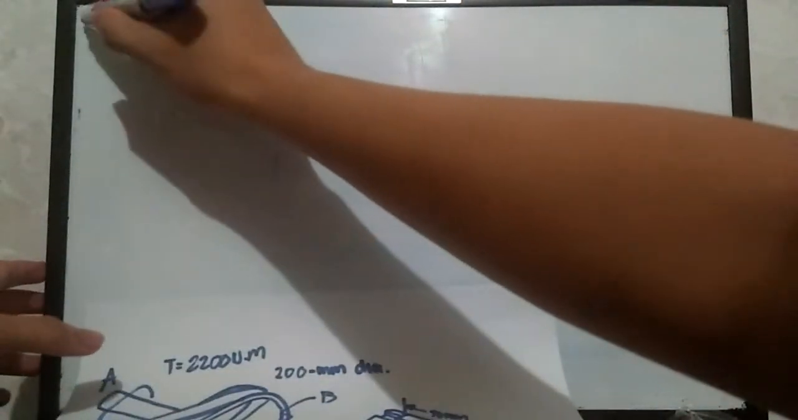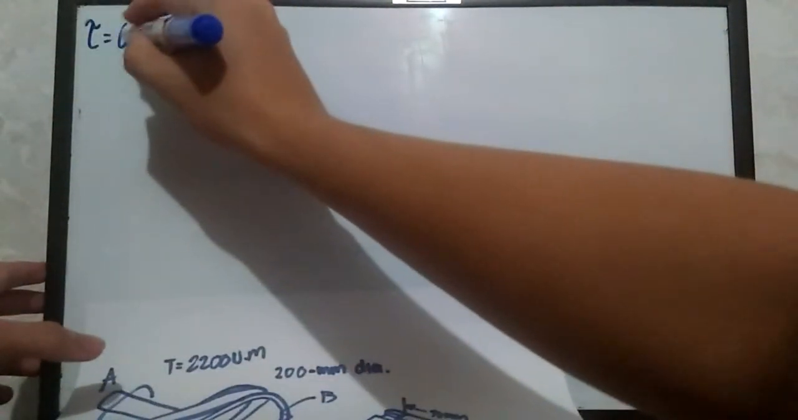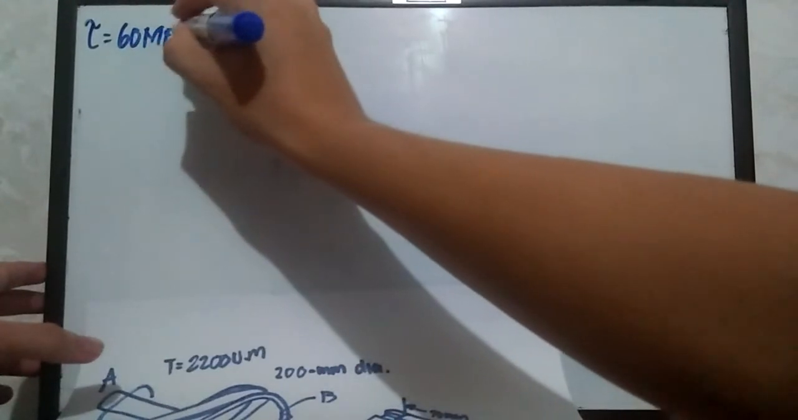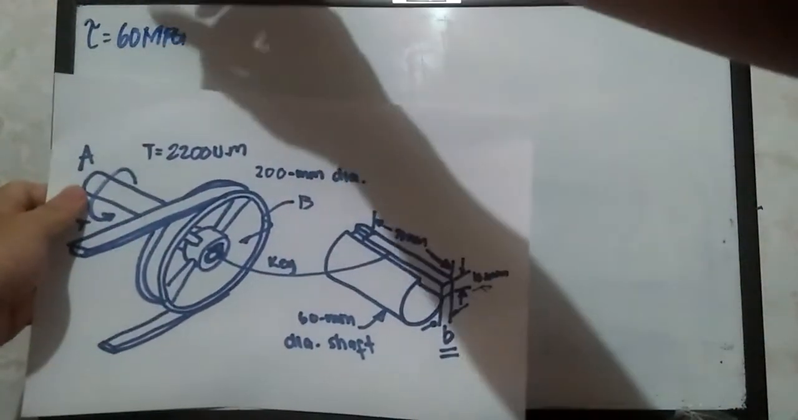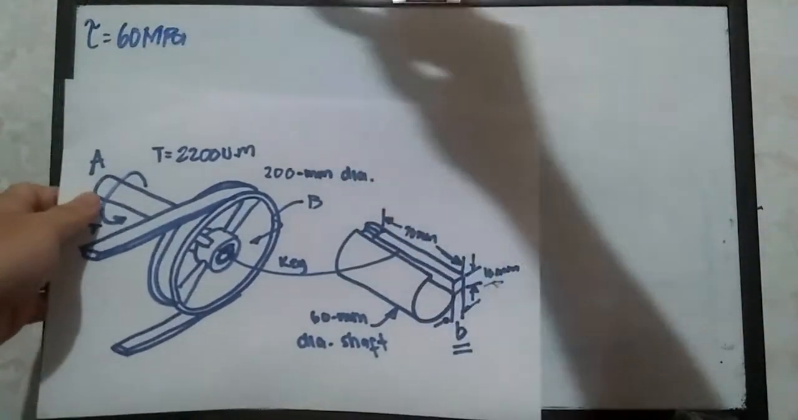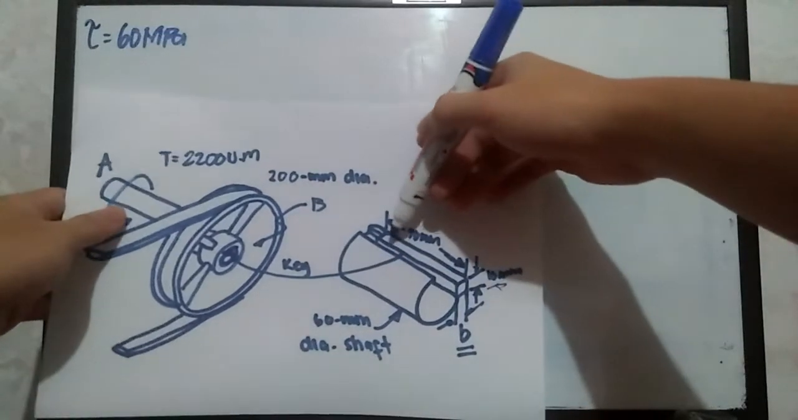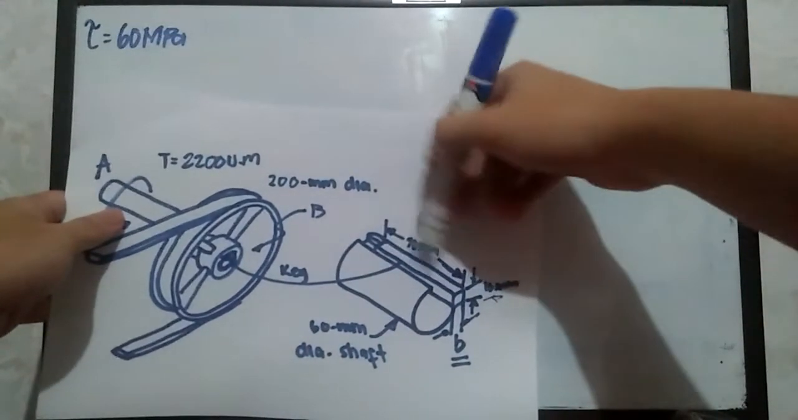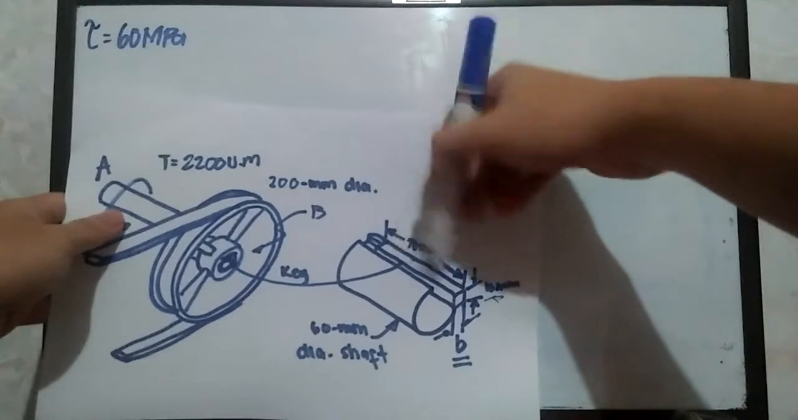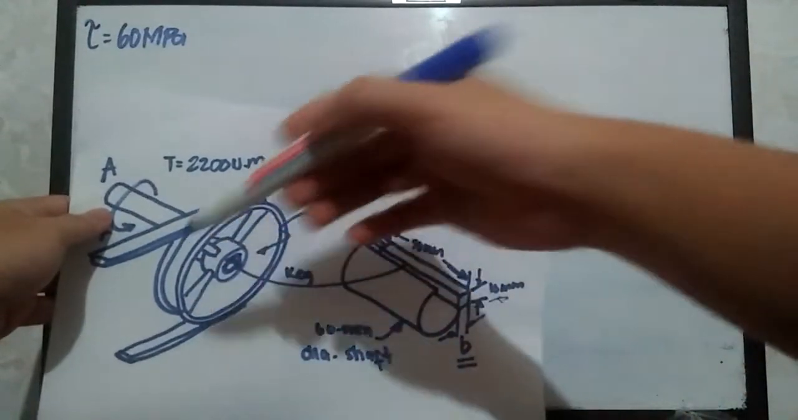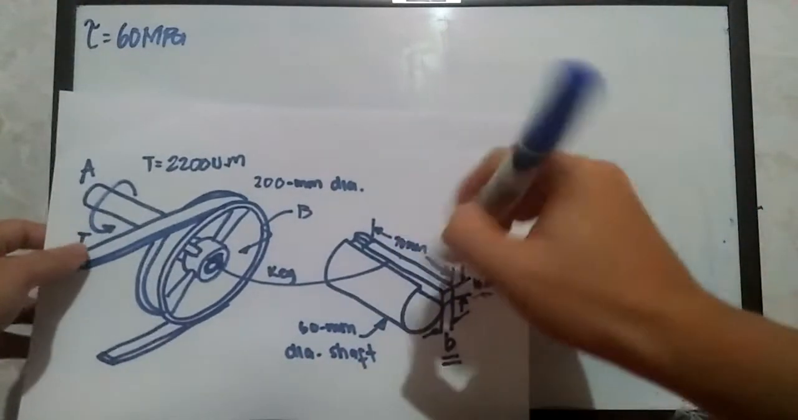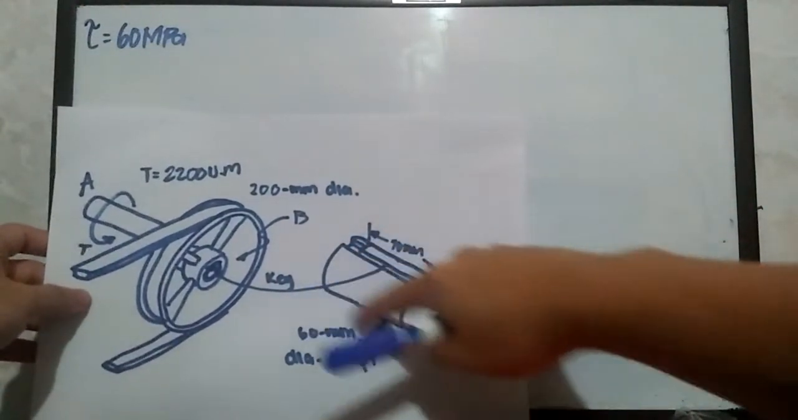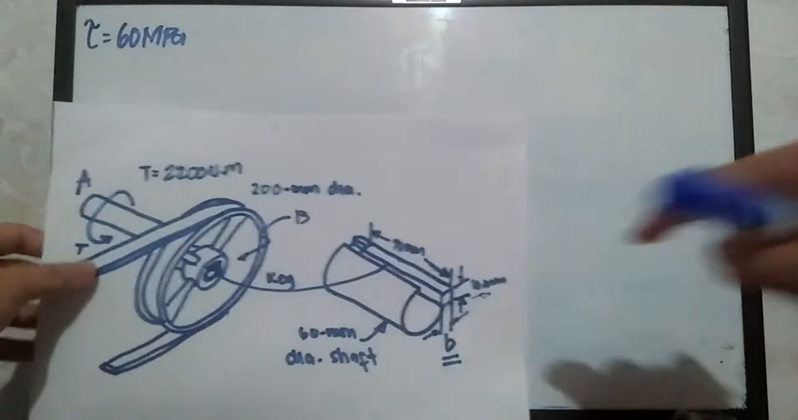So it means we have a given tau equals 60 megapascals. That's the allowable shear stress for the key. 60 megapascals corresponds to the allowable stress that can be imposed on this key, this locking component of this whole mechanical rotating machine. So let's try to draw the two-dimensional view of this free body diagram.